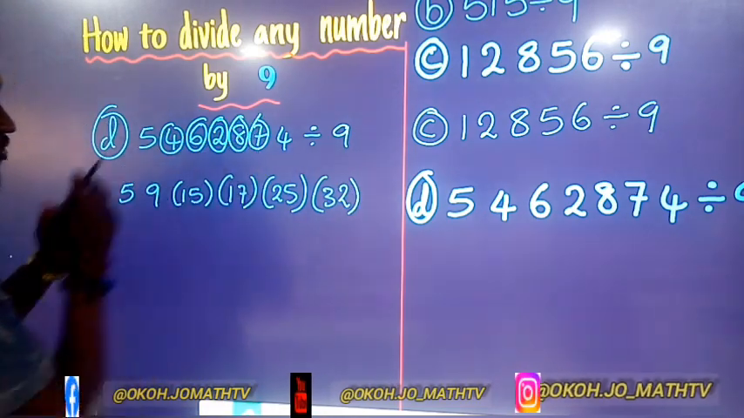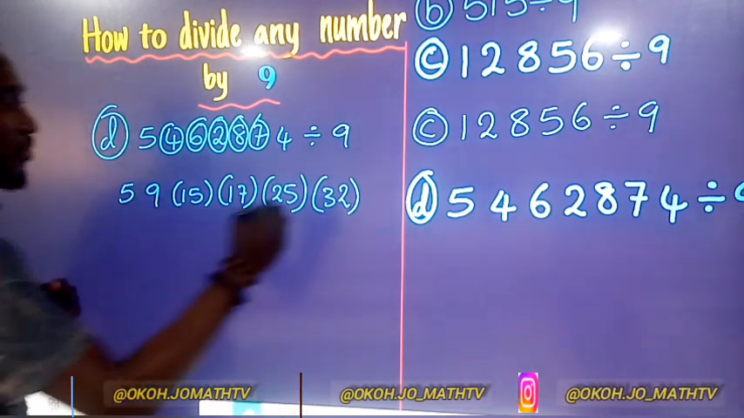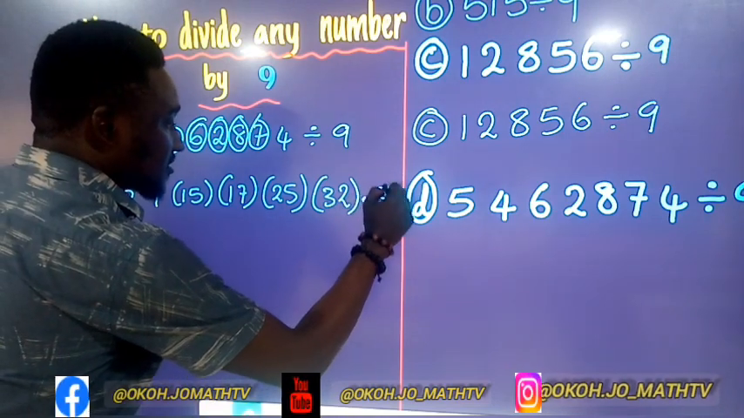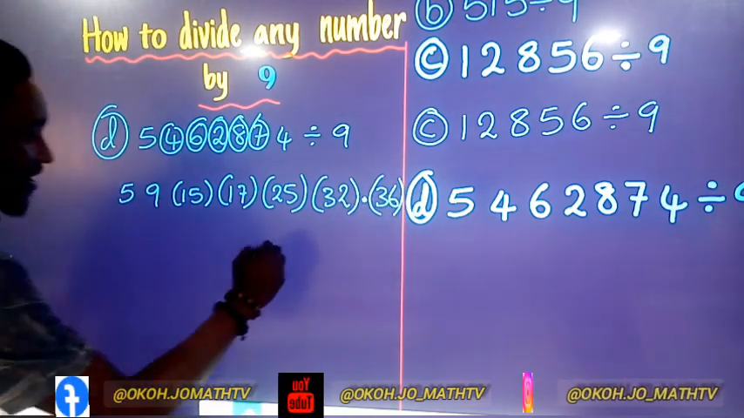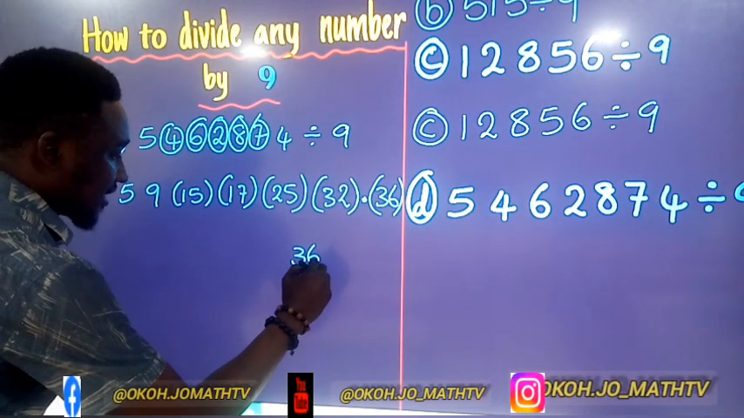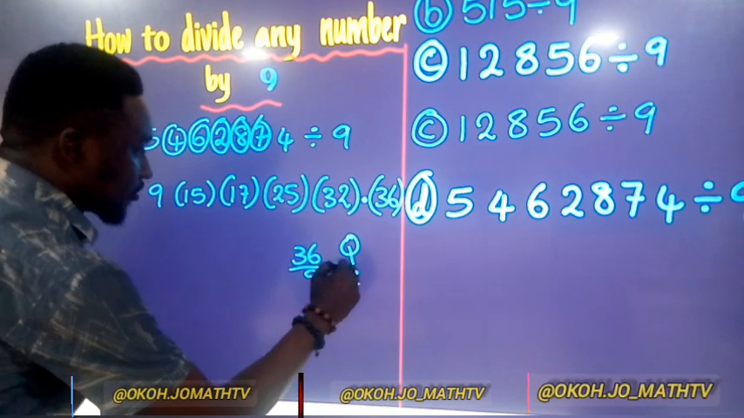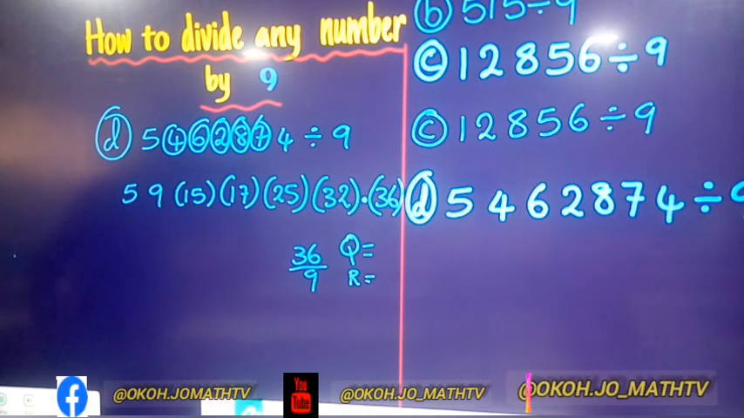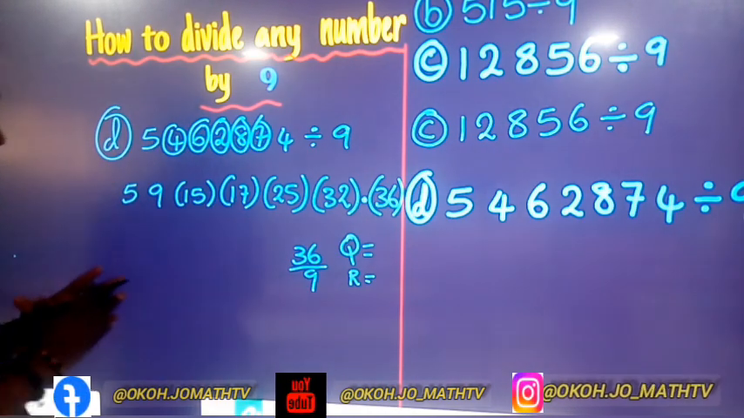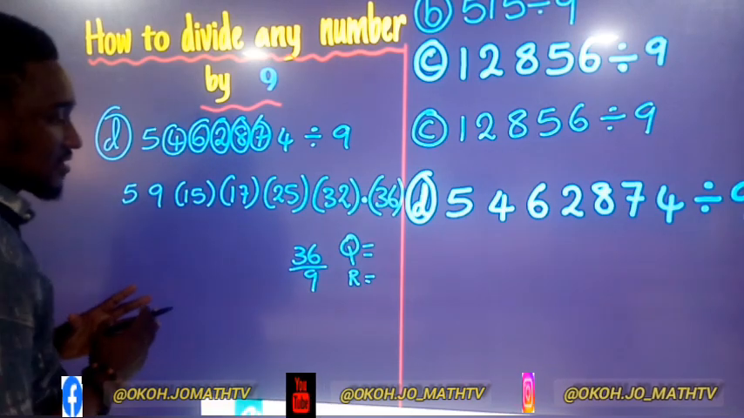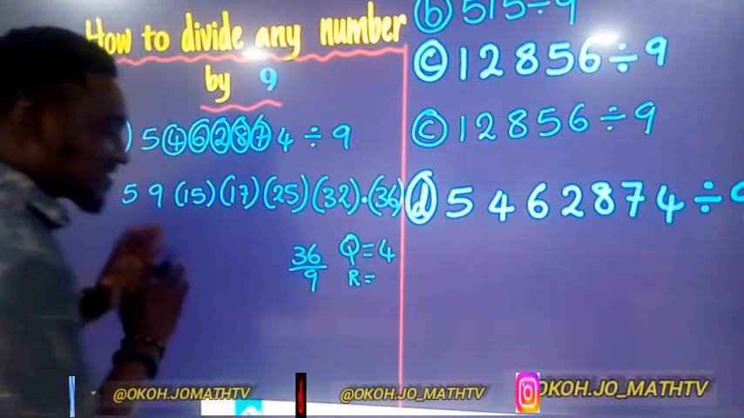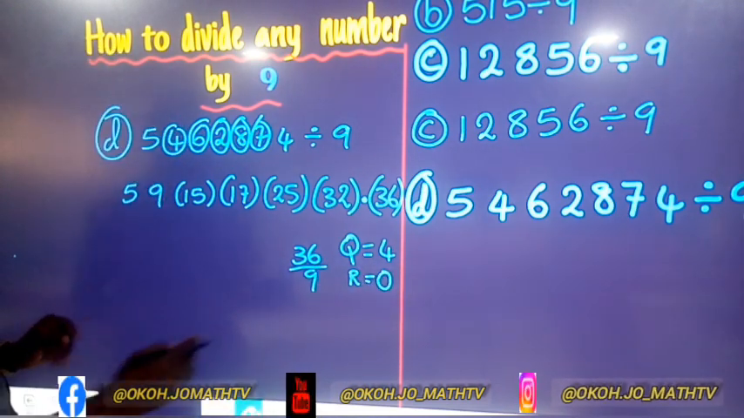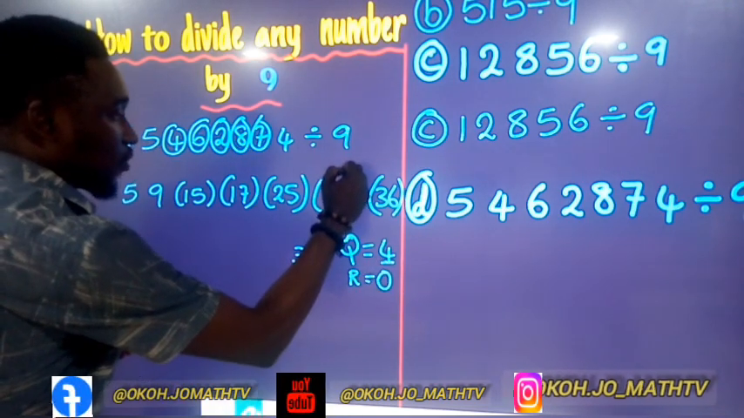Now 32 plus 4 will give us 36. But remember, that is where we are looking for our quotient and our remainder. So 36. Is that clear? In that 36, how many groups of 9 are in 36, so that we can get our quotient and our remainder? When we look at it very well, we will have 4 groups of 9. Like 9 times 4 is 36. Exactly. So there is no remainder at all. Remainder 0.